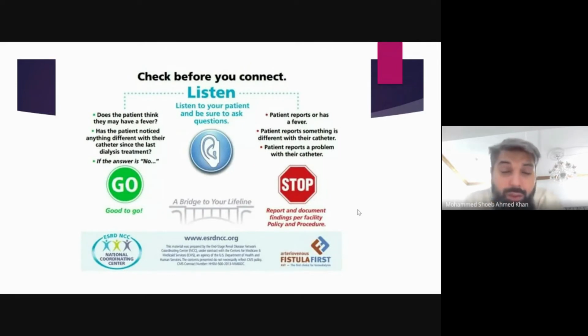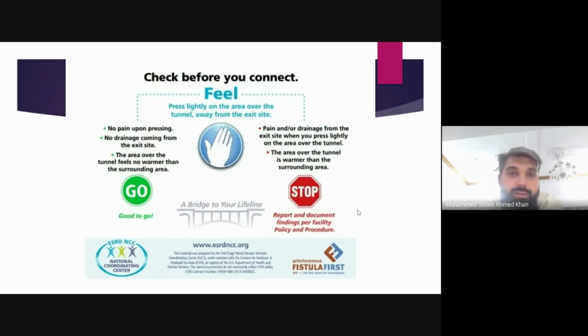And not just looking, you have to even listen to the patient. So when you meet the patient, immediately ask, while doing the looking part simultaneously, was there any fever, did the patient notice anything in the catheter, was there any ooze at home, or any redness at home, or did something happen over there. If the patient tells you no sir, all clear, then we can go ahead with cannulating or using the catheter.